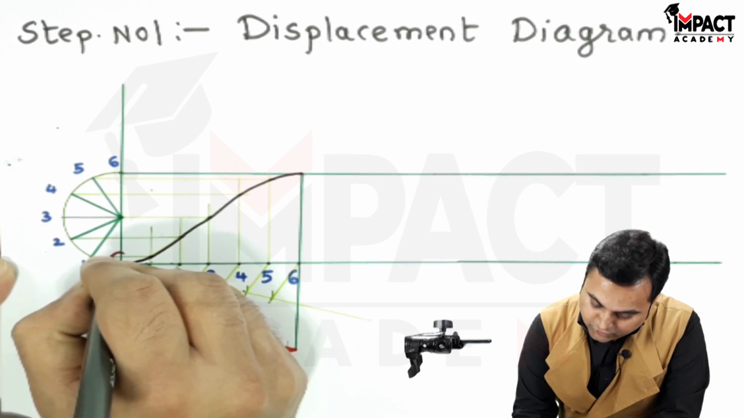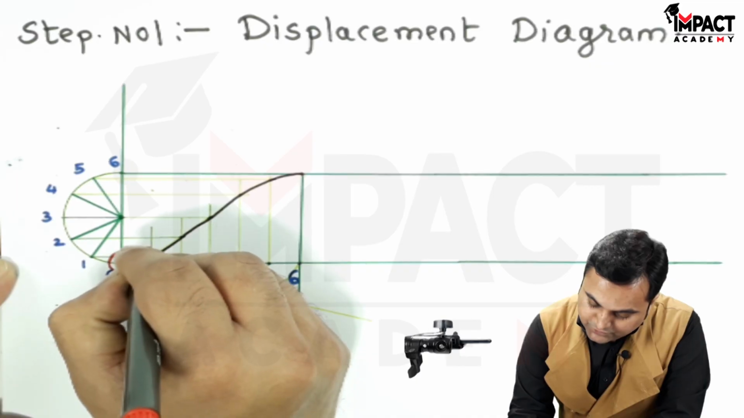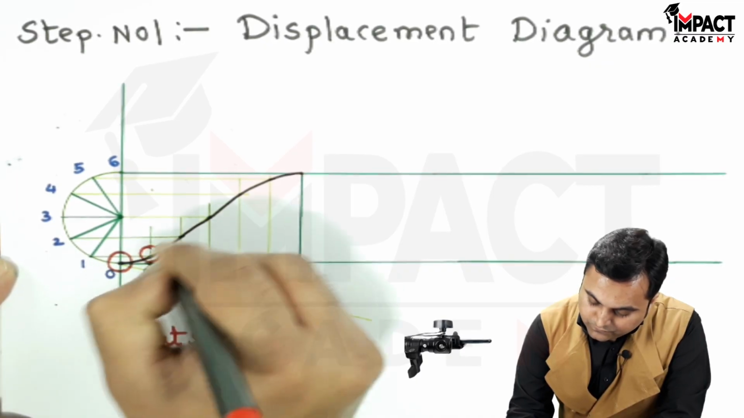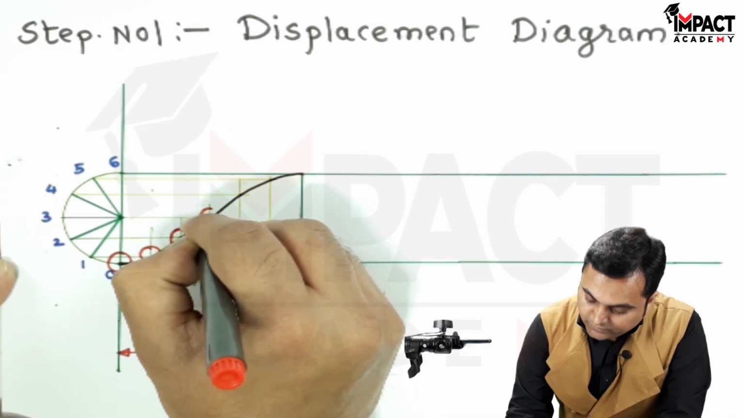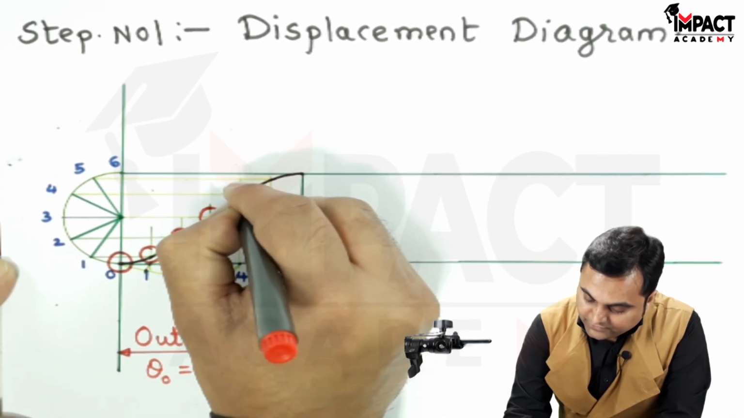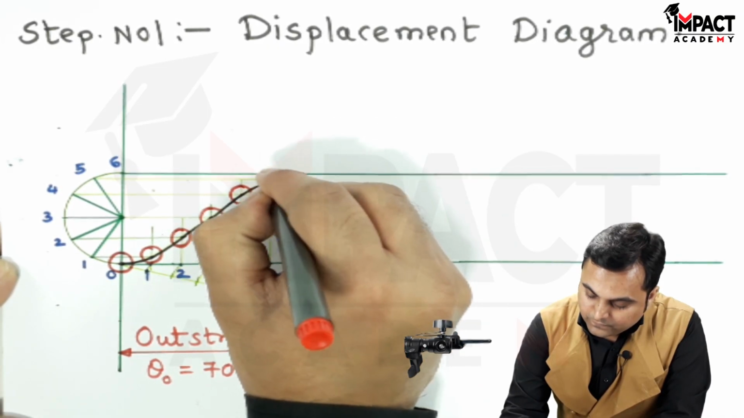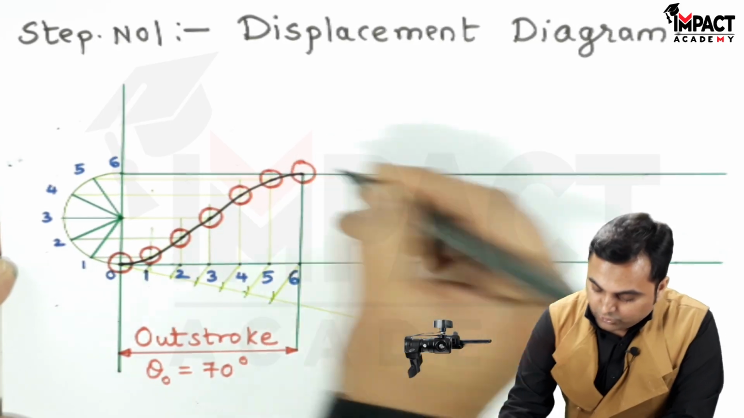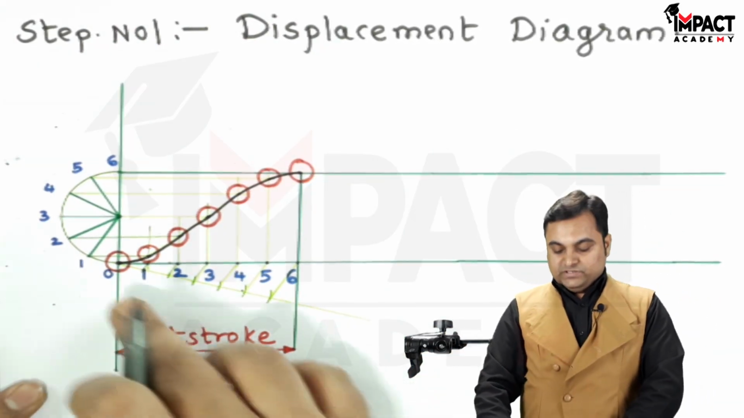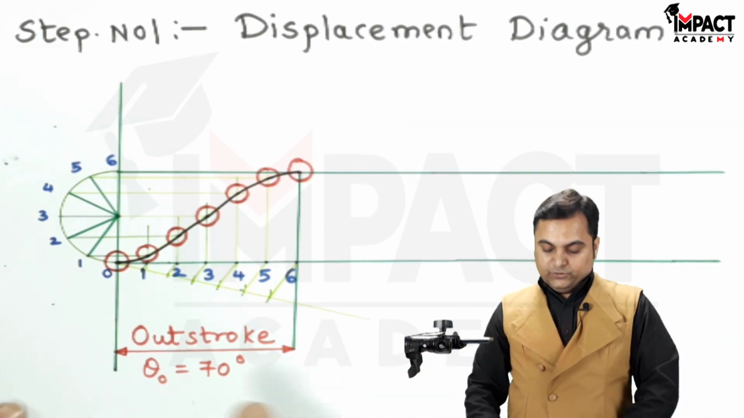So at first the roller is over here, then it would reach point 1, and in order it will be ascending up considering the center of roller as the reference, and finally it would be reaching at this top position. So this indicates the ascent of the roller follower during the outstroke.